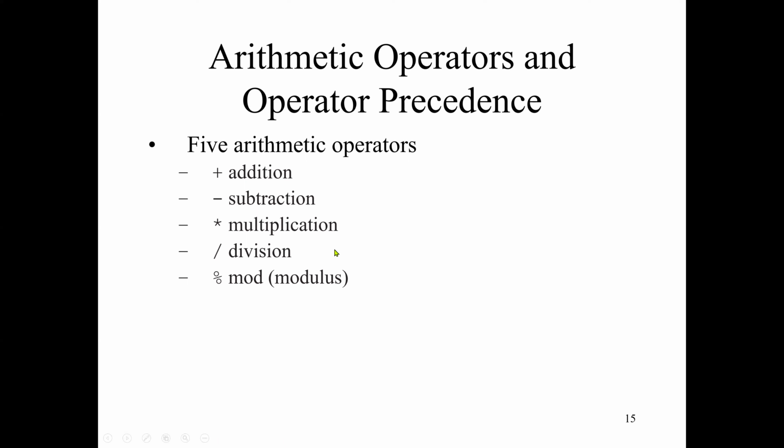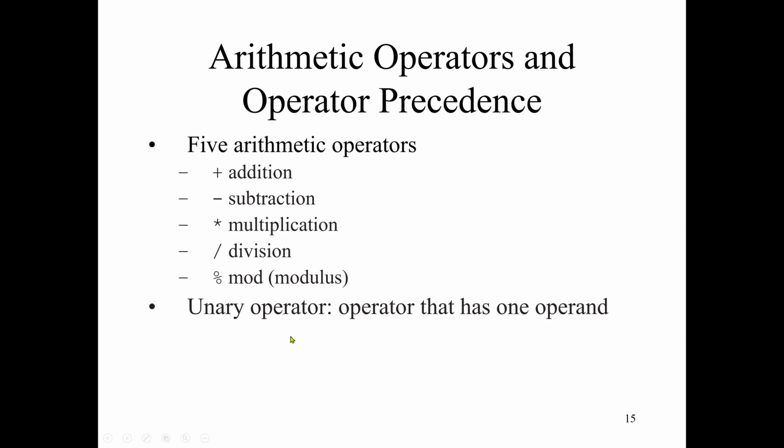So for example, 10 divided by 5, the answer is 2, division. Now 10 modulus 5, the answer will be 0, because if I divide 10 by 5, the remainder is 0. The same thing applies, 10 divided by 6, the answer will be 1, remainder 4. So 10 modulo 6, the answer will be 4, the remainder.